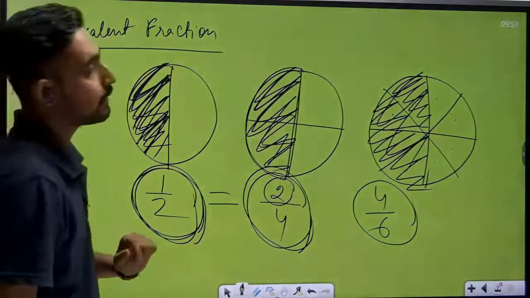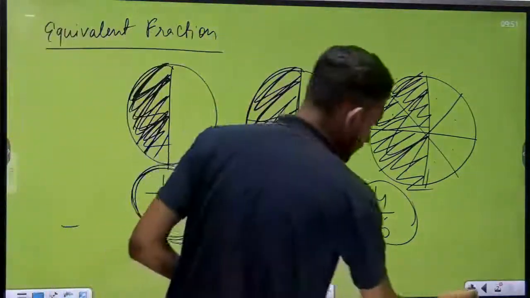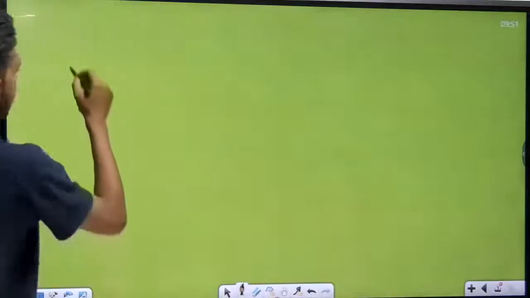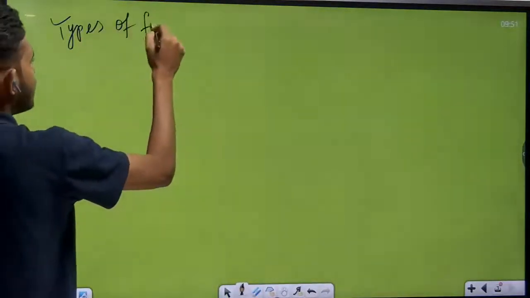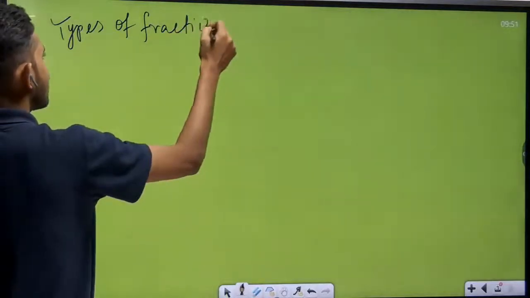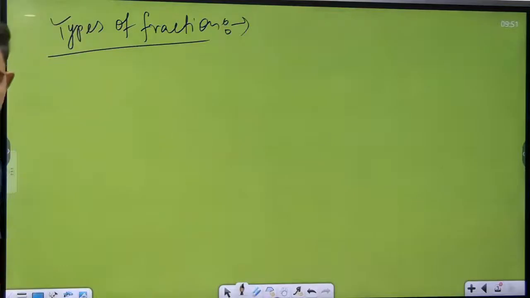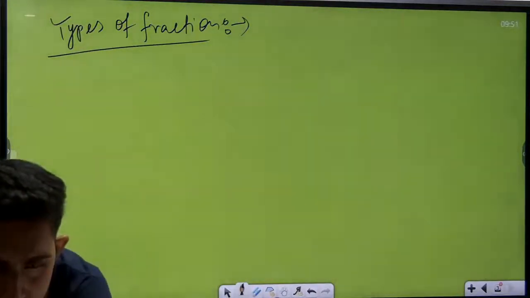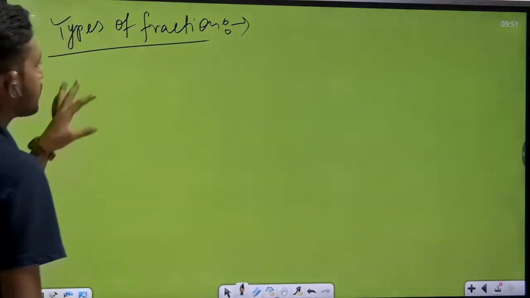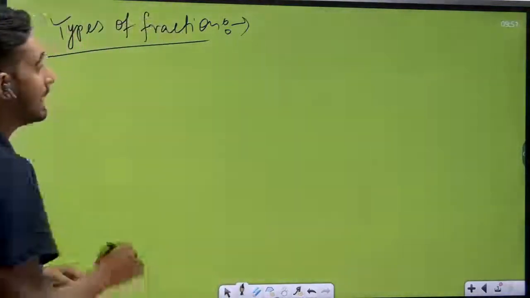Then now we'll move to different types of fraction. So let's see different types of fraction. Types of fraction. And this type of fraction you already studied in class 5th also. So in this type of fraction, a lot of types of fraction are there. First is we can say like fraction.